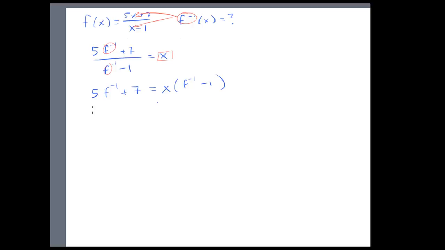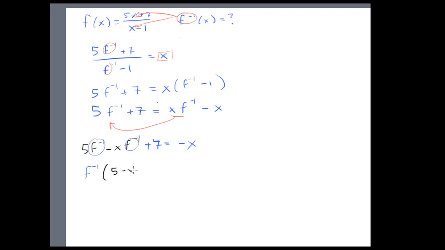Alright, so let's distribute here. We're going to have 5 f inverse plus 7 is equal to x f inverse minus x. Let's get this over here. So we'll have 5 f inverse minus x f inverse, and then plus 7 is equal to negative x. Okay, and this is where it's going to get a little tricky. I want to take this f inverse and factor it out. What'll be left is 5 minus x, and then plus 7 is equal to negative x. Plus 7 goes to the other side, so we have f inverse times 5 minus x is equal to negative x minus 7.